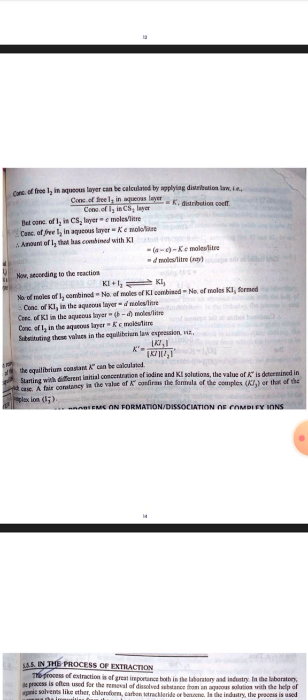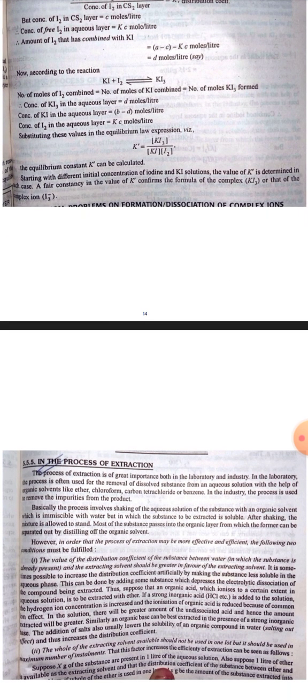The equilibrium constant K dash can be calculated starting with different initial concentrations of iodine and KI solution. The value of K dash is determined in each case. If the value of K dash is constant, it confirms the formula of the complex as KI3, or that of the complex ion as I3 negative.